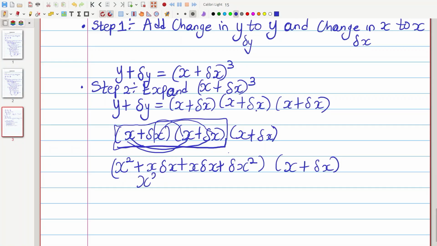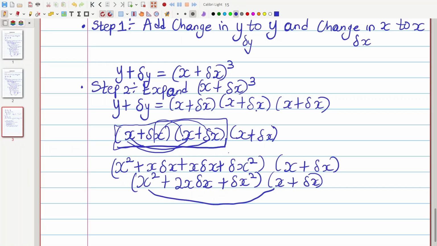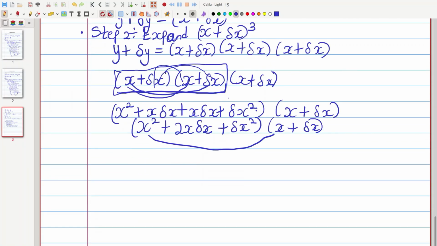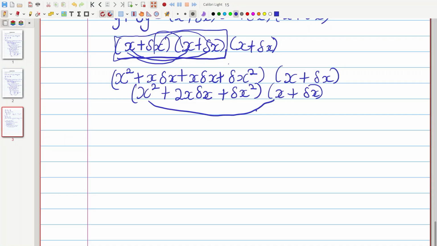So this will be x squared plus 2x delta x plus delta x squared. So we'll multiply it again. x plus x squared times delta x give us x cube plus x squared times delta x give us x squared delta x.